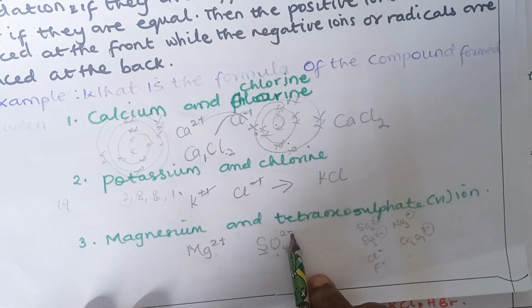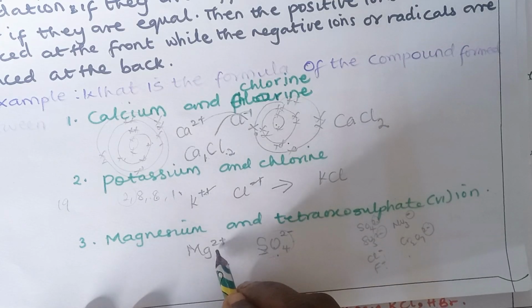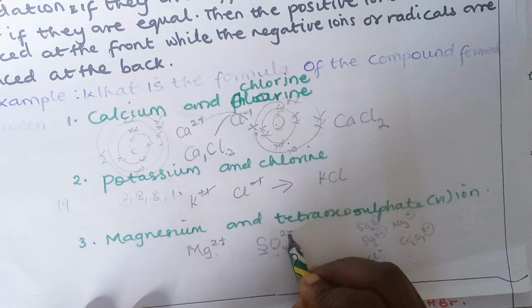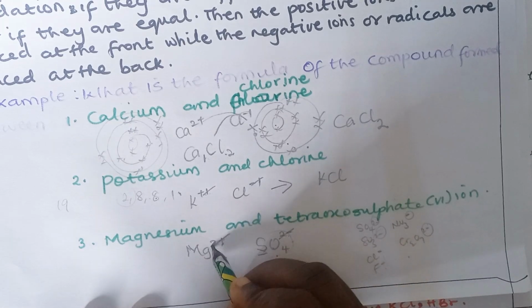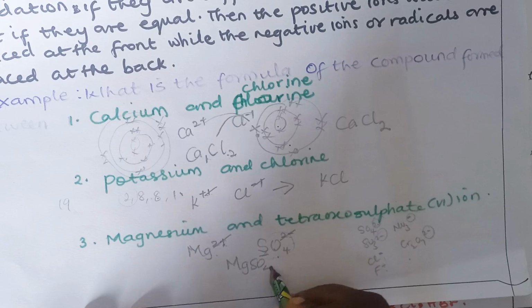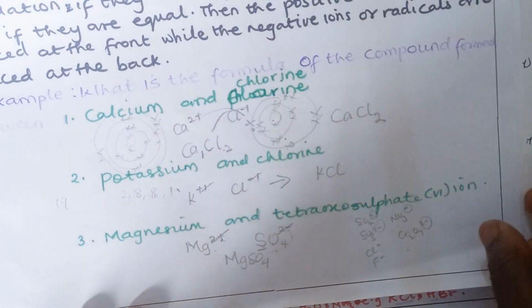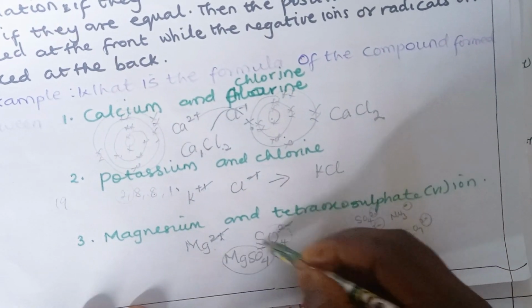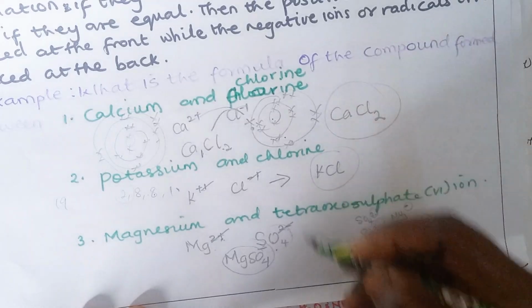These radicals carry a charge of 2-. Now, because the magnesium and the tetraoxosulfate ion carry equal charges, they cancel out, though the numbers are not the same. So we end up getting MgSO4. If they carry the same charge, they cancel out. If they are different, they exchange their valence. And this is a compound being formed, a stable compound being formed.